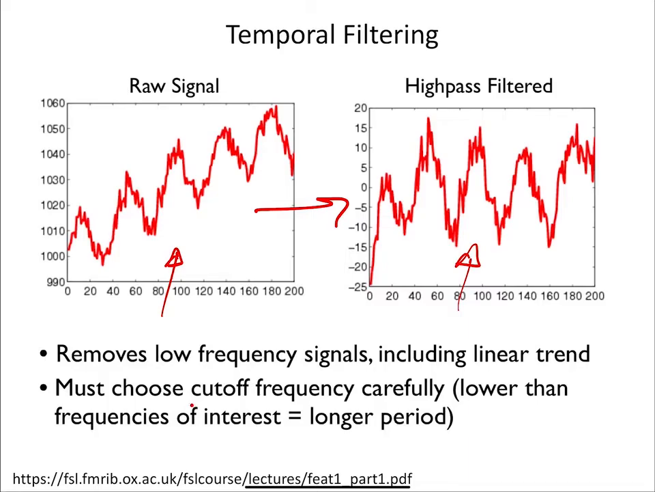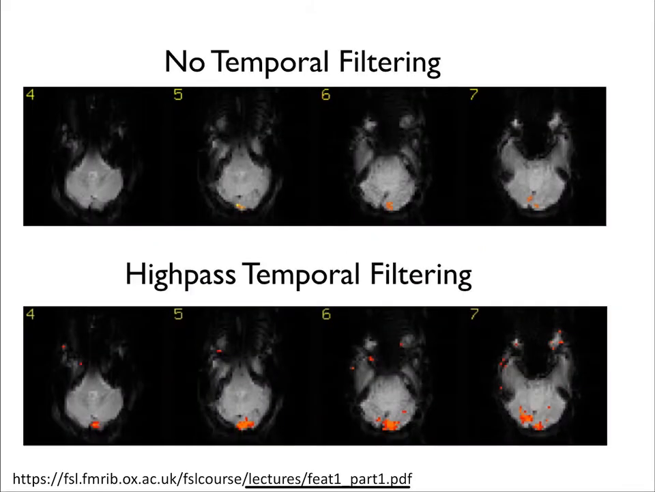Now the caveat is you have to pick the cutoff frequency carefully, okay? And essentially what that means is it has to be lower than the frequencies that you care about, and that's going to vary depending on your design. So for example, if you have a design where the brain is changing very slowly, like over tens or hundreds of seconds, then this isn't really going to work, because if you filter that out, then you're getting rid of your effect. But where it does work, it works really well. For example, this is showing maps before and after temporal filtering, and you're going from very little activation to seeing a lot of activation.